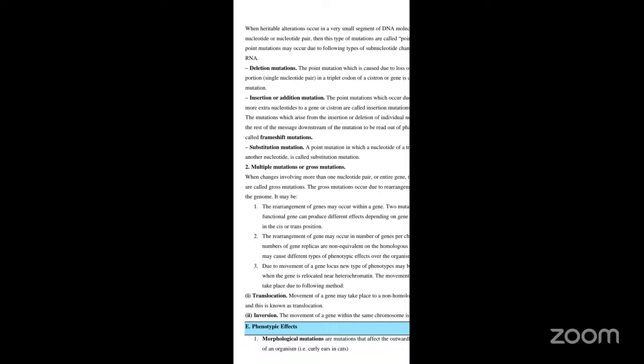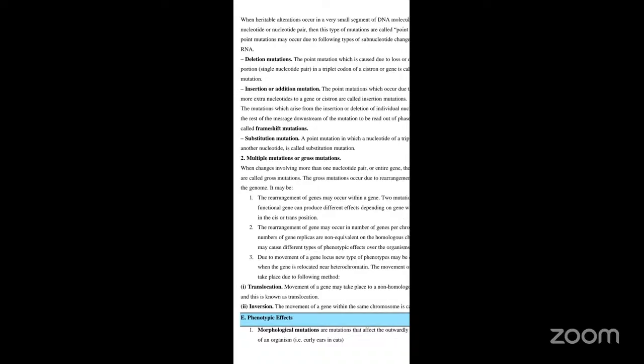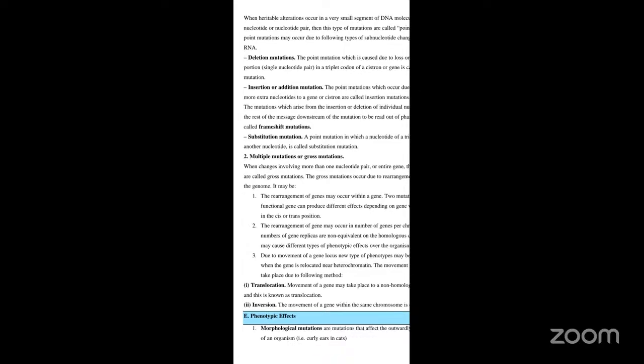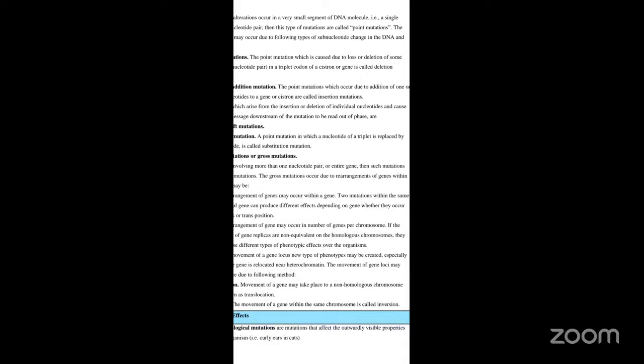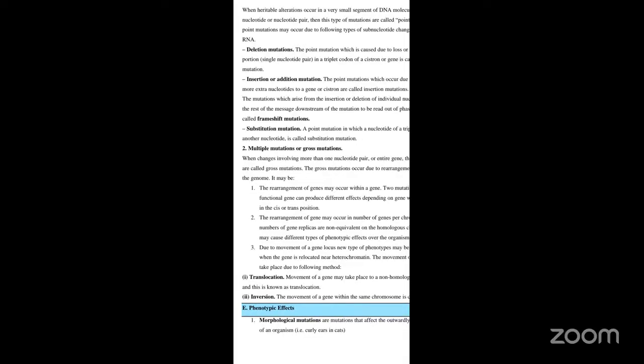The next is insertion mutation. Insertion means you are adding something. So here, insertion or addition mutation. The point mutations which occur due to addition of one or more extra nucleotides to a gene are called insertion mutation. And these mutations arise from the insertion or deletion of individual nucleotides, and they cause the rest of the message downstream of the mutation to be misread. Then you have substitution mutation. A point mutation in which a nucleotide of a triplet is replaced by another nucleotide, you call a substitution mutation.